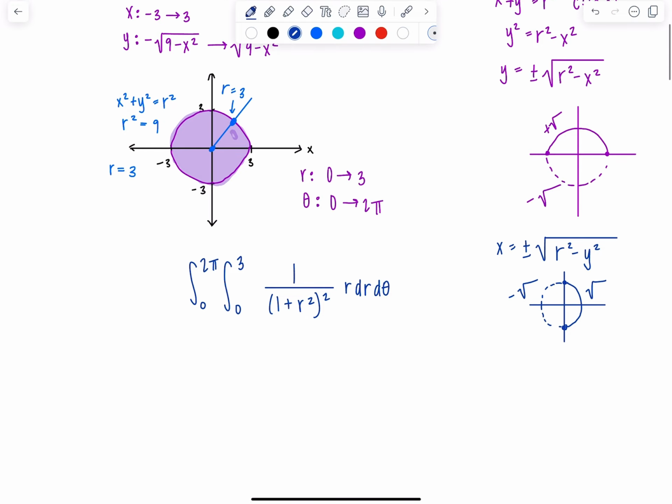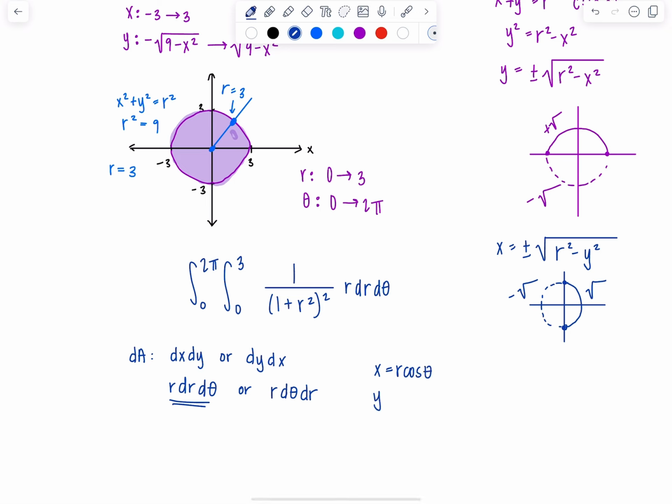Okay, so just a quick recap. If you're in rectangular, dA can be dx dy or dy dx. If you're in polar, it's r dr d theta or r d theta dr. Less often. More often it's this guy. Also, just in case you forgot, x is r cosine theta, y is r sine theta, and then x squared plus y squared is r squared.